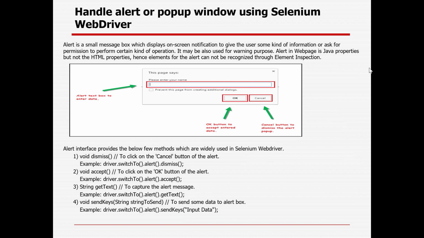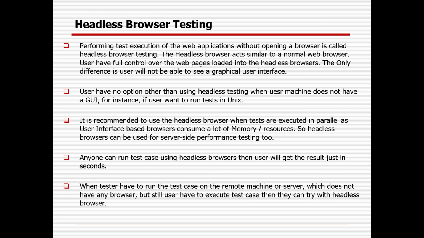Then, how to handle an alert or pop-up window using Selenium WebDriver. So what is an alert? Sometimes when you click some option, button or link, a pop-up might come, and you cannot identify it with any ID attribute, because sometimes whenever you press the F12 button you are not able to see anything.